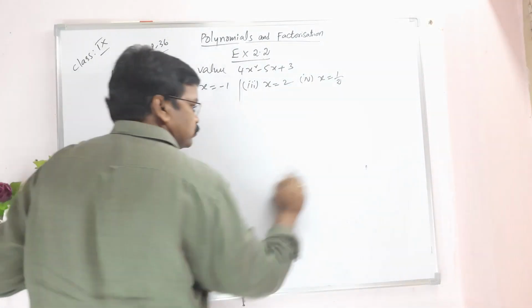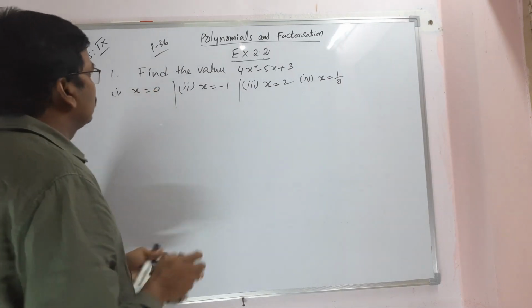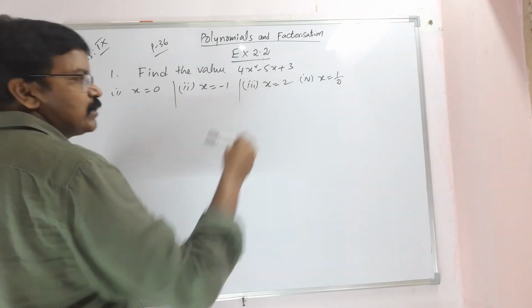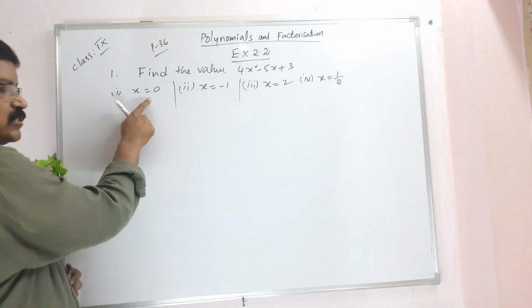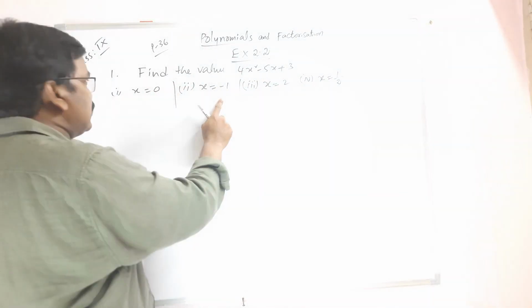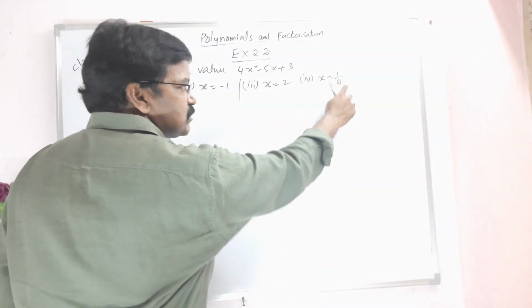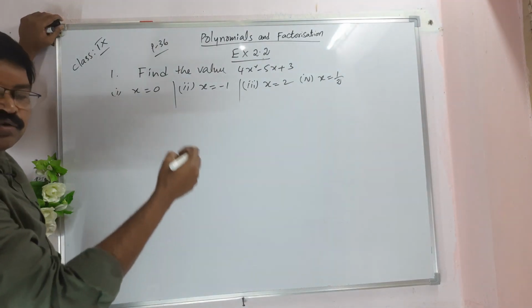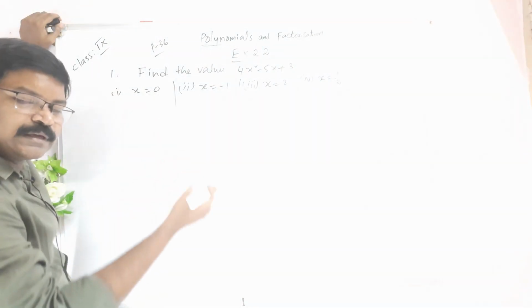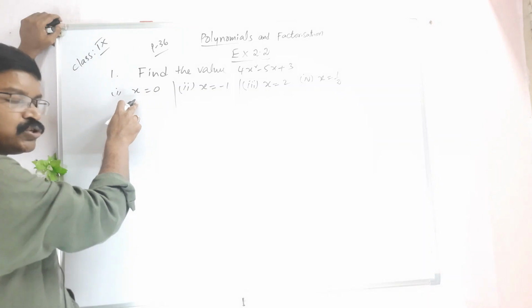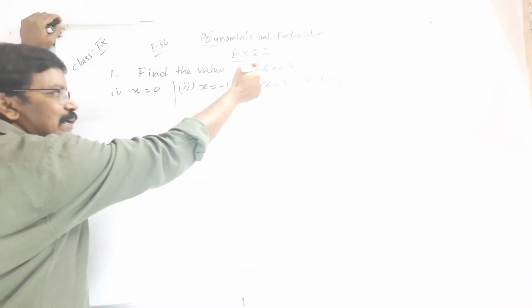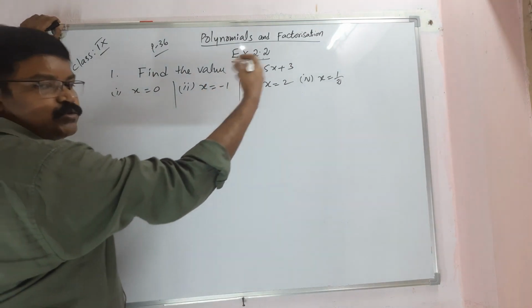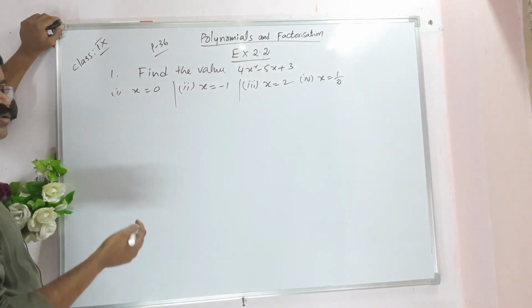Exercise 2.2, page number 36. First question is like this. Find the value of 4x square minus 5x plus 3 when x is equal to 0, x is equal to minus 1, x is equal to 2 and x is equal to 1 by 2. See my dear students, we have to find the value. Value means substitute this x is equal to 0 in the given polynomial, right? Or x is equal to minus 1, x is equal to 1 by 2, like that.